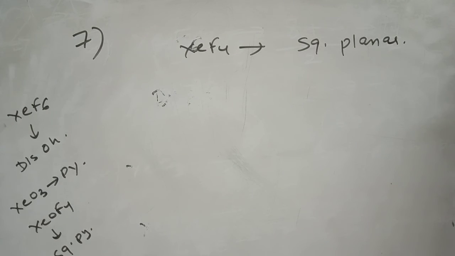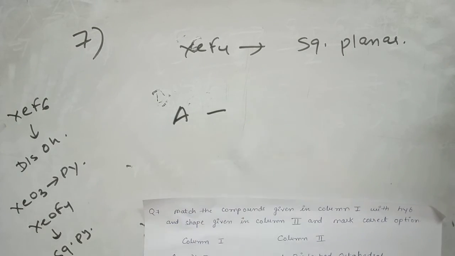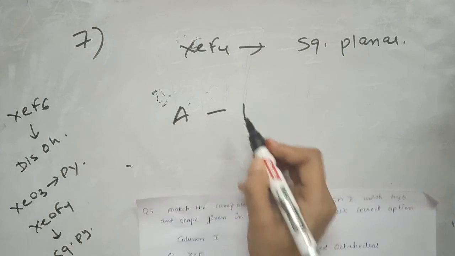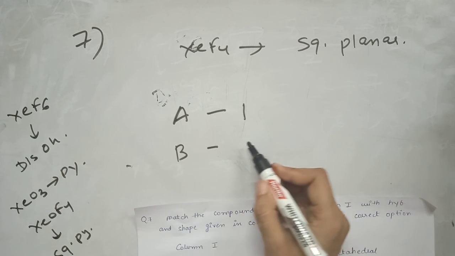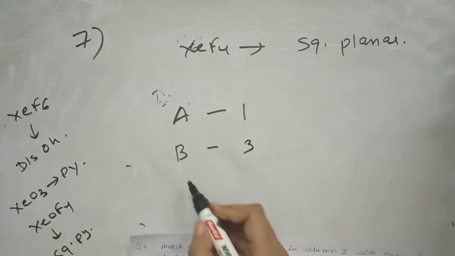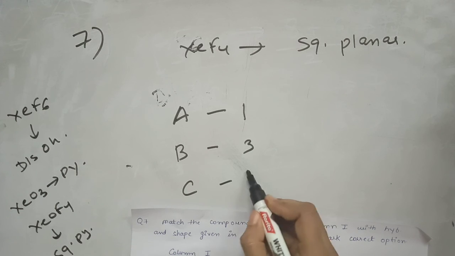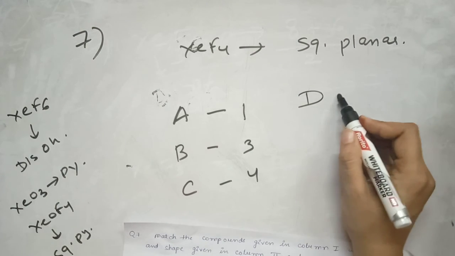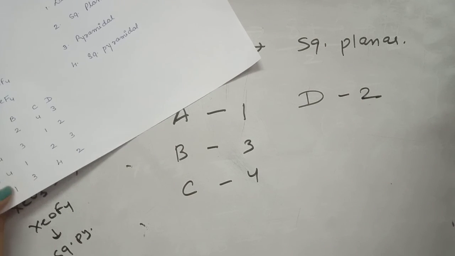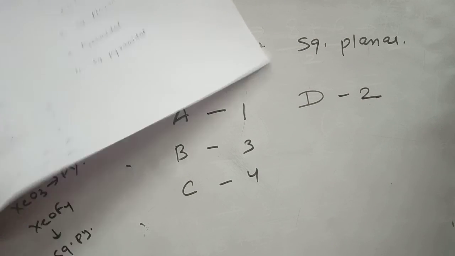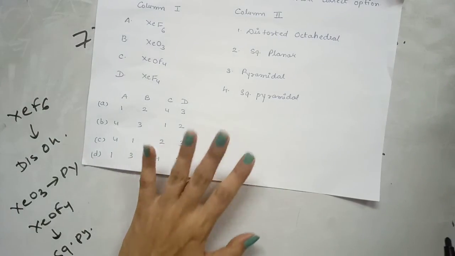Okay, so you have to now match among them. XeF6 which is A, will be 1. For B which is XeO3, it will be pyramidal, meaning 3. For C, XeOF4, it is square pyramidal, 4. Now D we have XeF4 which is square planar, 2. So A1, B3, C4, D2, that means D is the correct option. So D is the correct option for this question.